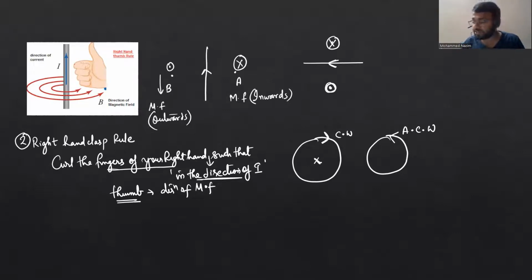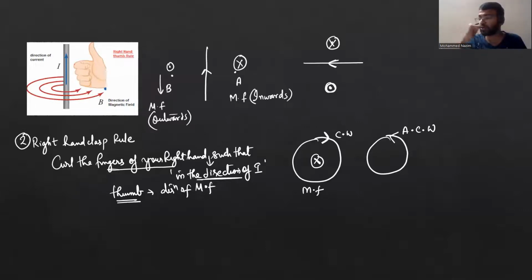Magnetic field is going to be in which direction? Magnetic field is inward. In the second case, you curl the fingers in the direction of current. So in the second case, the current is in anti-clockwise direction. So you also curl the fingers in anti-clockwise direction. If you curl the fingers in anti-clockwise direction, the thumb is pointing outward.